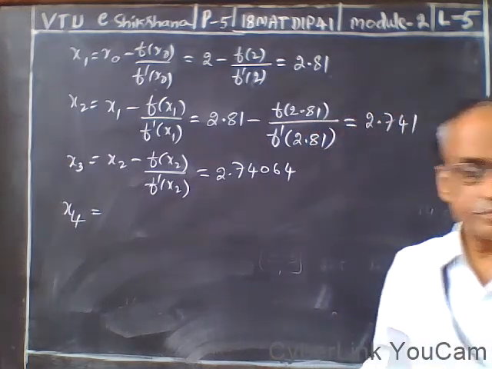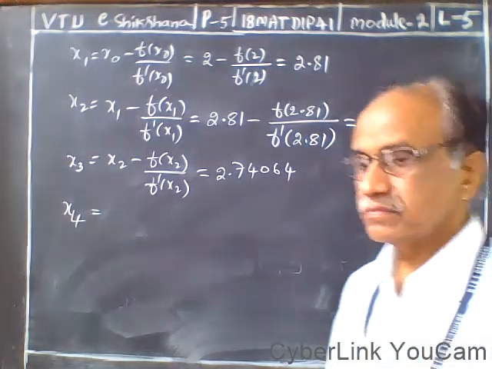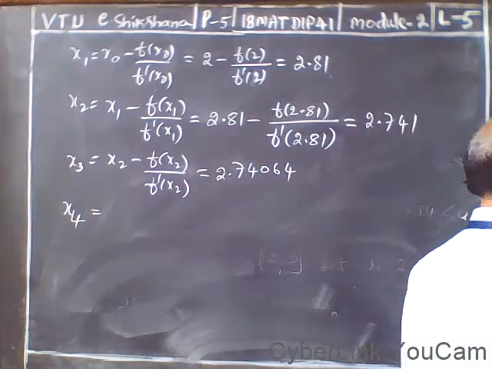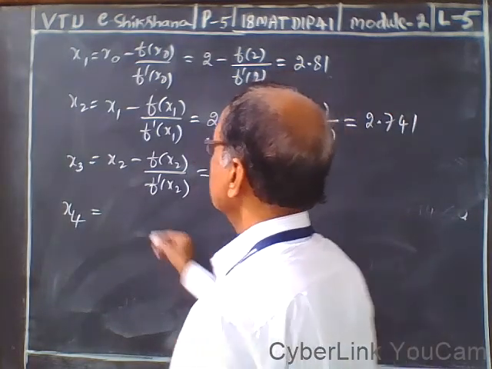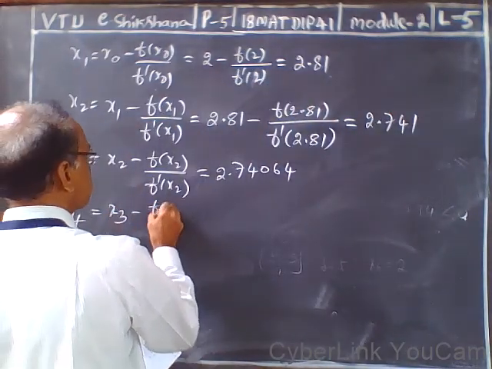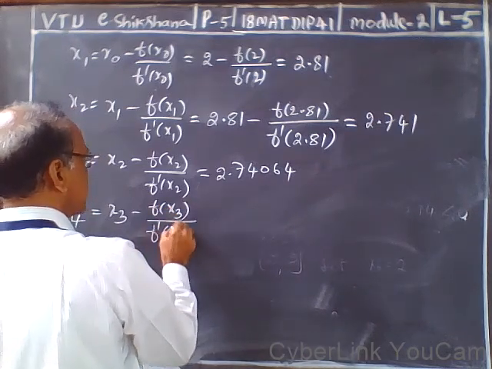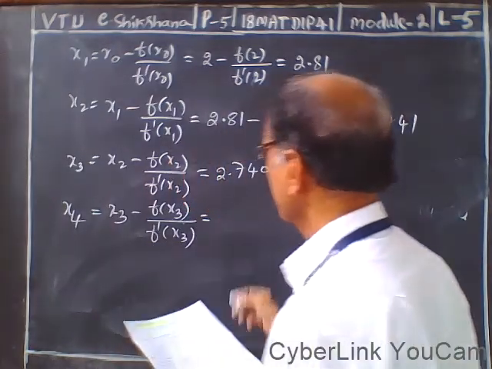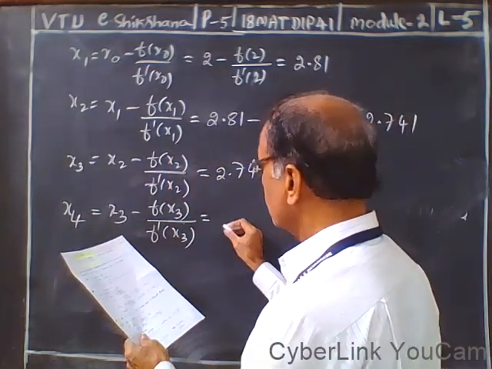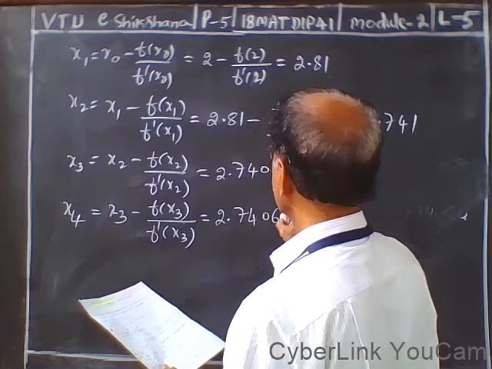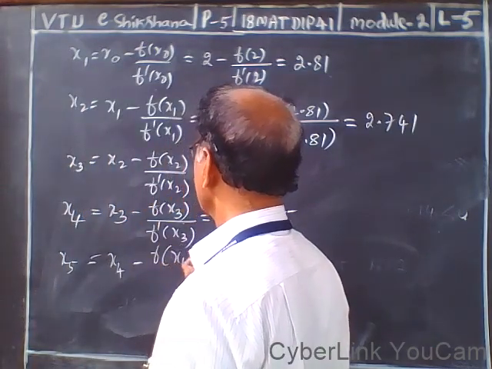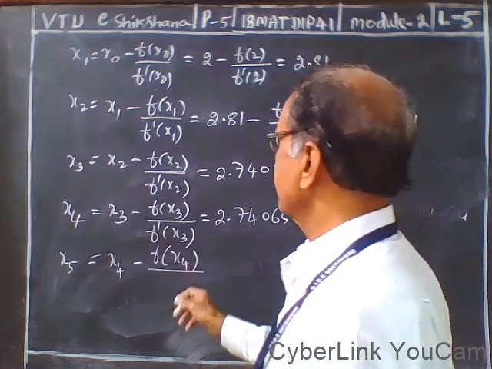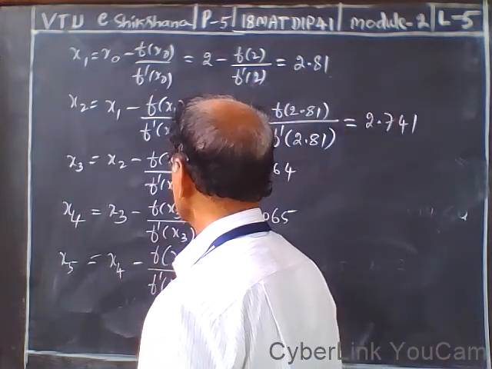Then x4 should be x3 minus f of x3 divided by f dash of x3. This is equal to x4, 2.74065. Then x5 will be x4 minus f of x4 divided by f dash of x4.